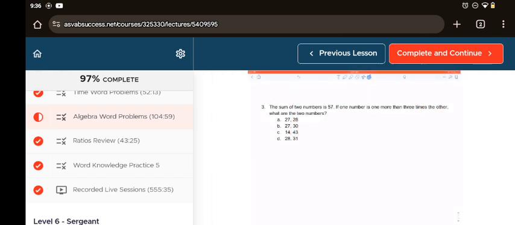Okay, welcome back. Let me go ahead and go over this one with you. It says the sum of two numbers is 57. If one number is one more than 3 times the other, what are the two numbers? So, once again, we have two unknown numbers. We're adding them together. The sum of them is 57. So we're going to do x plus y equals 57.